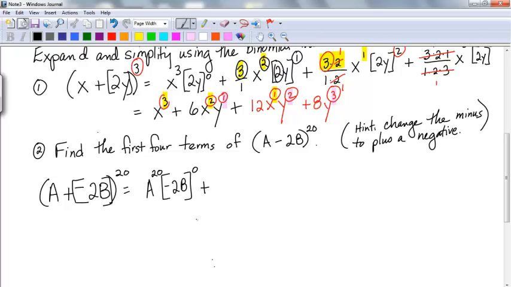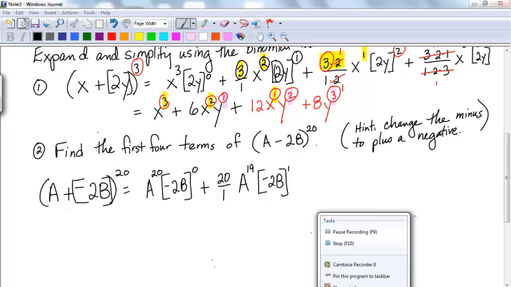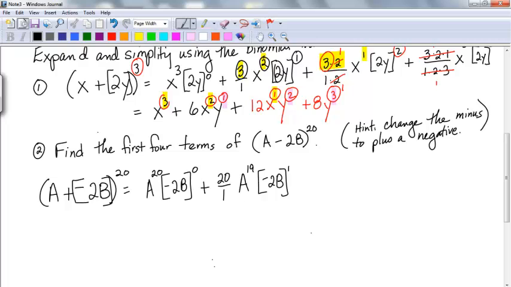The coefficient in front of the second term is always our exponent over 1. So 20 over 1 in the expansion. Okay, and then it's a to the, go one less, so 19. And then negative 2b to the first. It goes ascending. Okay, so we've done one term. This whole thing is the second term.